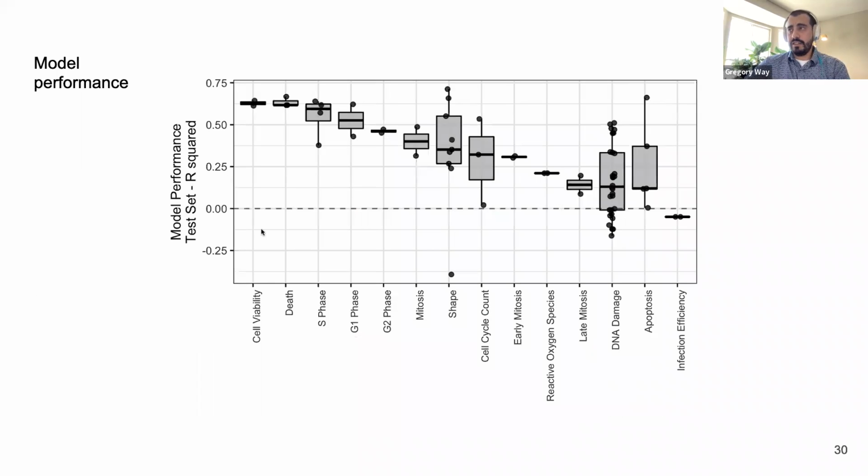This is a figure that's summarizing the previous figure, which is categorizing the different cell health phenotypes on the bottom here. So we can predict cell viability based phenotypes really well. We can predict death phenotypes also equally well. These can kind of be categorized in the same group. We can predict S phase and G1 and G2 phase also fairly well. Mitosis is a little bit worse. Shape has high variability, but you can see that there's quite a decent performance for many of the cell health models. Others are pretty unreliable.